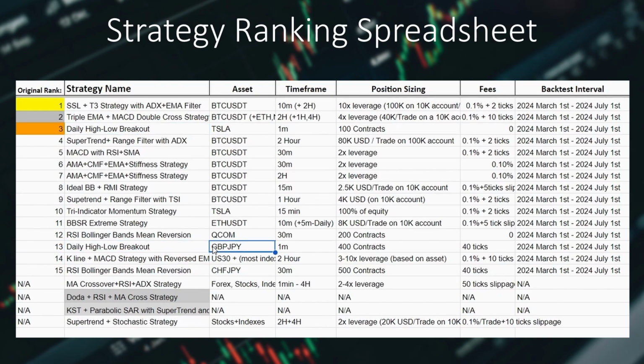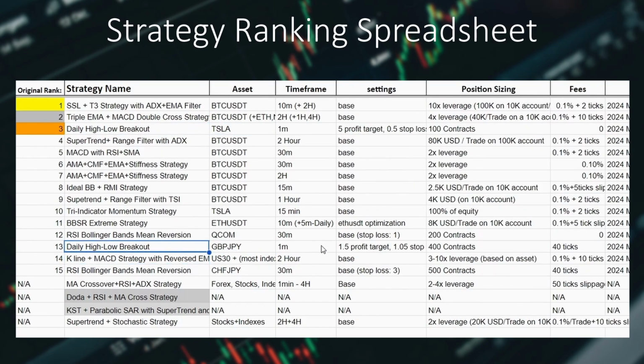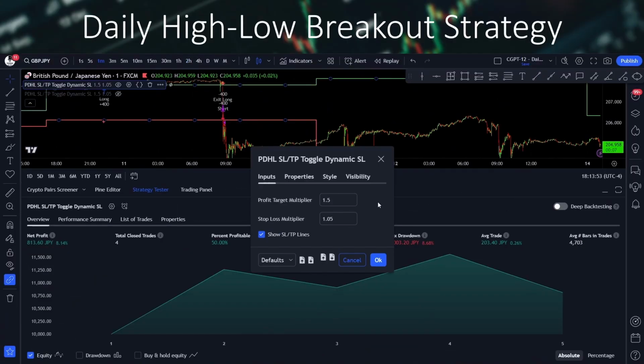We have one for GBP/JPY and the other one for Tesla. For the GBP/JPY one, we are using the 1 minute chart, and the settings are a 1.5 profit target and a 1.05 stop loss target. For this we are using 40 tick slippage. Let's take a look. Here's the original script.